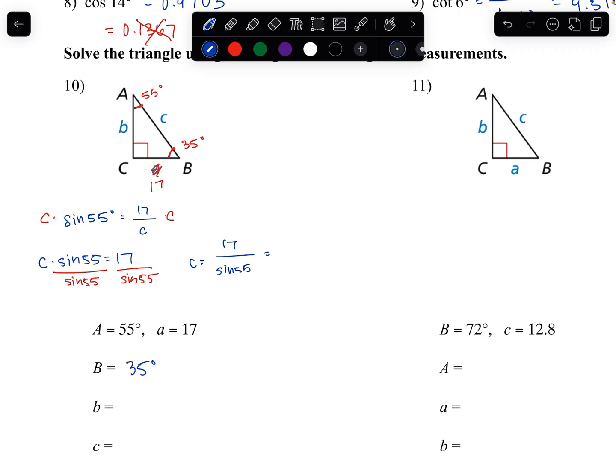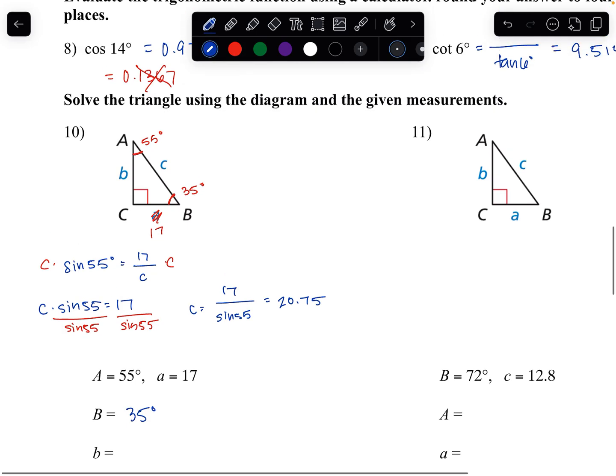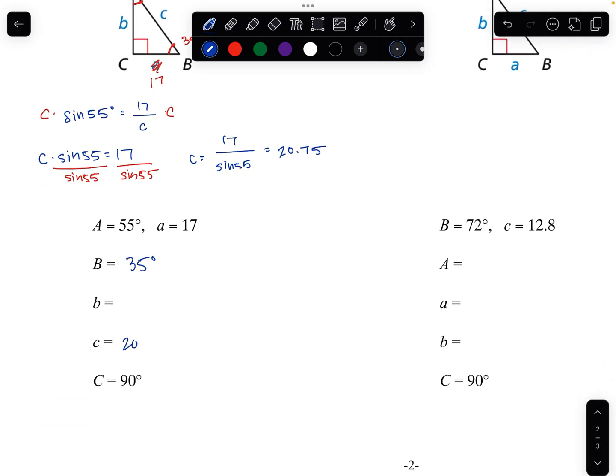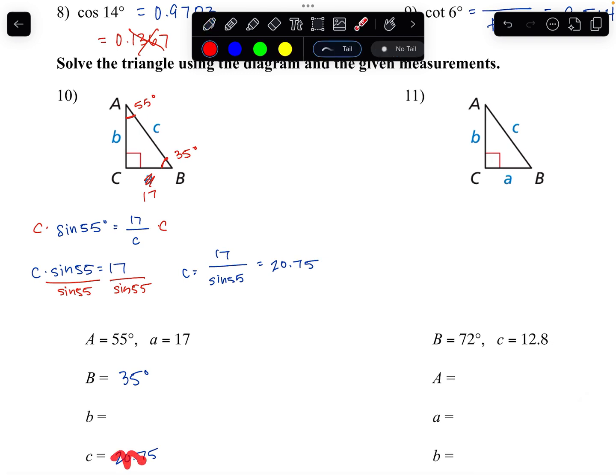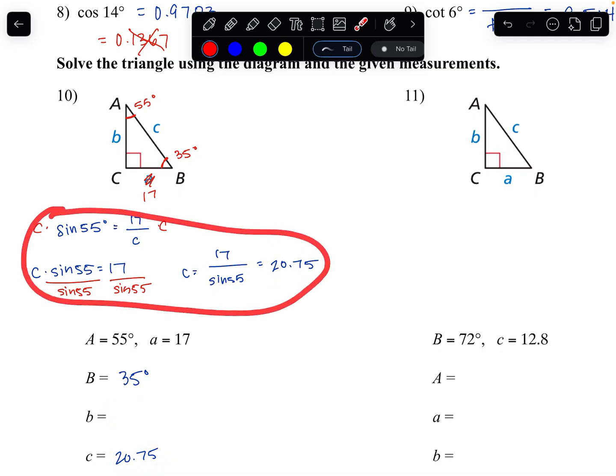You can go ahead and punch that into your calculator. So we're going to do 17 divided by sine of 55, and I get that C is equal to 20.75. I'm just going to round to 2 decimal places. So C is 20.75. Now for B, I can use the Pythagorean theorem, but because I'm rounding this side right here, that also means that B is going to have an even greater rounding error. So I'm just going to stick to using trig functions.